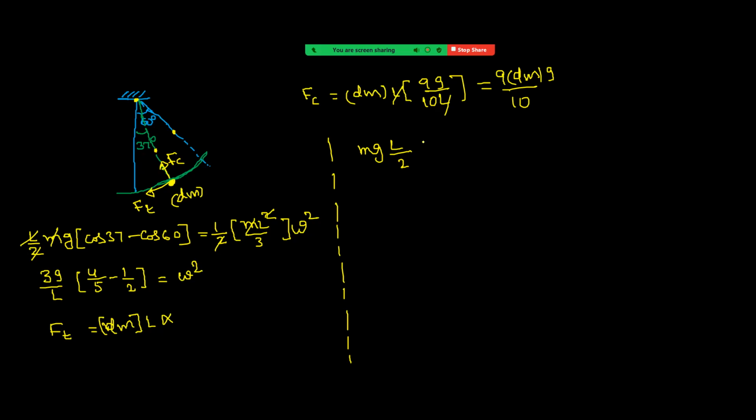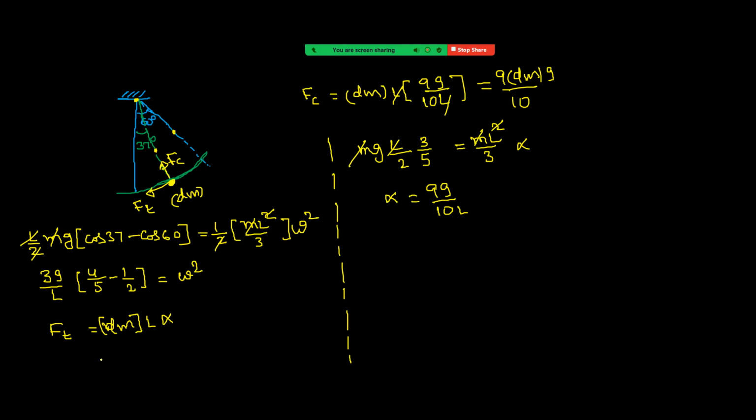It is sine 37. Sine 37 means 3 by 5. Okay, let me cross check once. Mg into L by 2 sine 37, okay, sine 37 is 3 by 5, that is equal to I into alpha. I value ml square by 3 into alpha. M gets cancelled, L gets cancelled. So alpha equal to 9g by 10L.